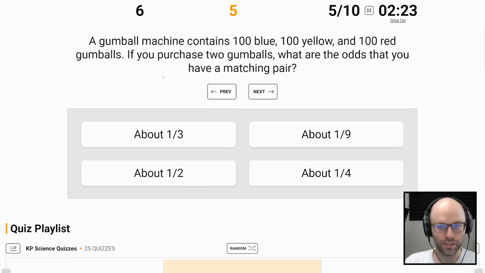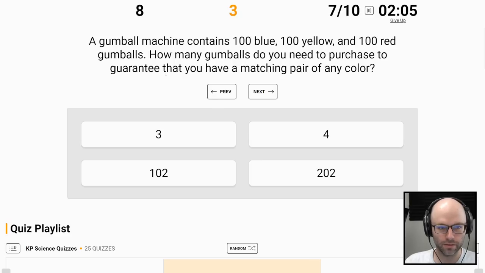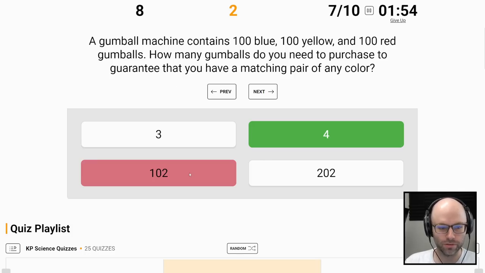A gumball machine contains an equal number of blue, yellow, and red gumballs. If you purchase 2 gumballs, what are the odds you have a matching pair? The odds you have a matching pair are 1 in 3. If you purchase two gumballs, what are the odds you have two blue ones? That would be 1 in 9. A gumball machine. Okay, how many gumballs do you need to purchase to guarantee that you have a matching pair of any color? You need to purchase 102 gumballs.